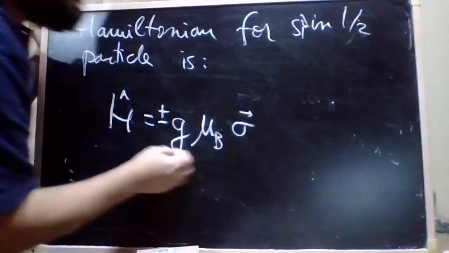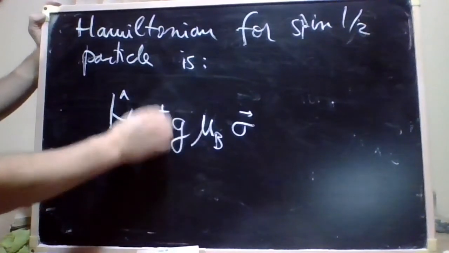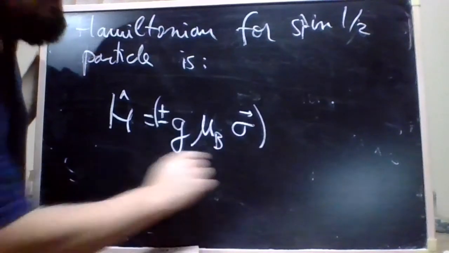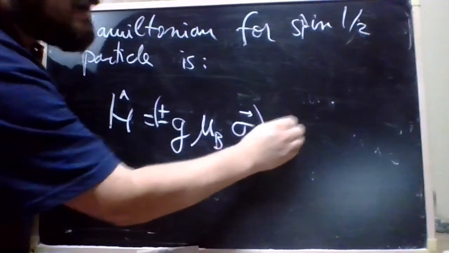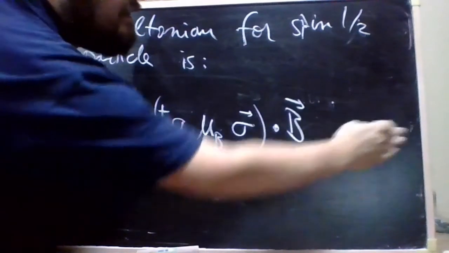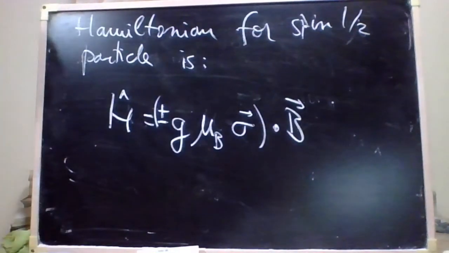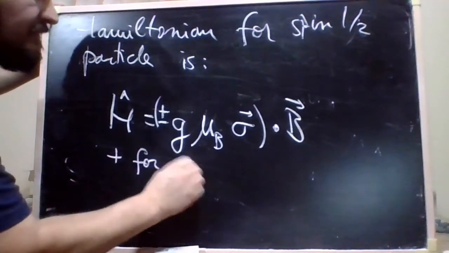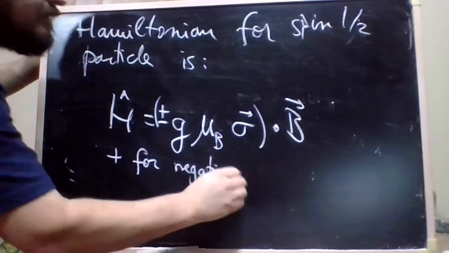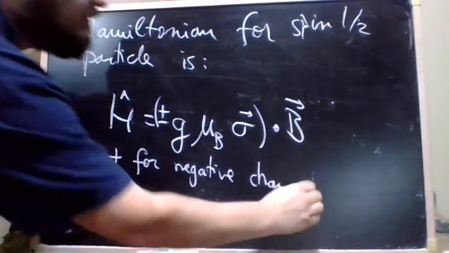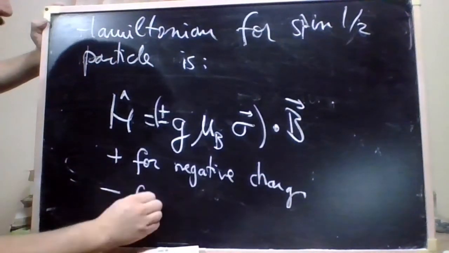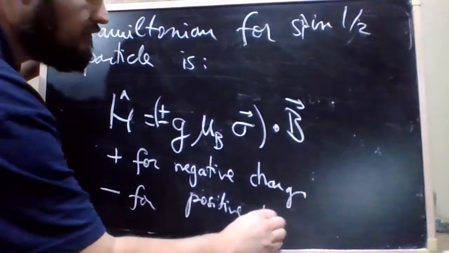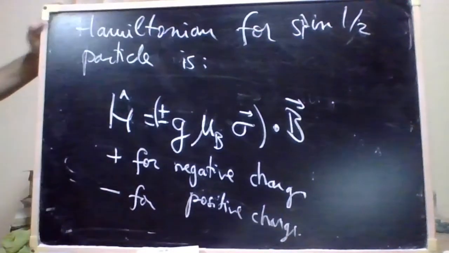And you have this thing here, plus or minus, which is the magnetic dipole in quantum mechanics dot B. This is the Hamiltonian. So a plus for negative charge, and minus for positive charge. All right.